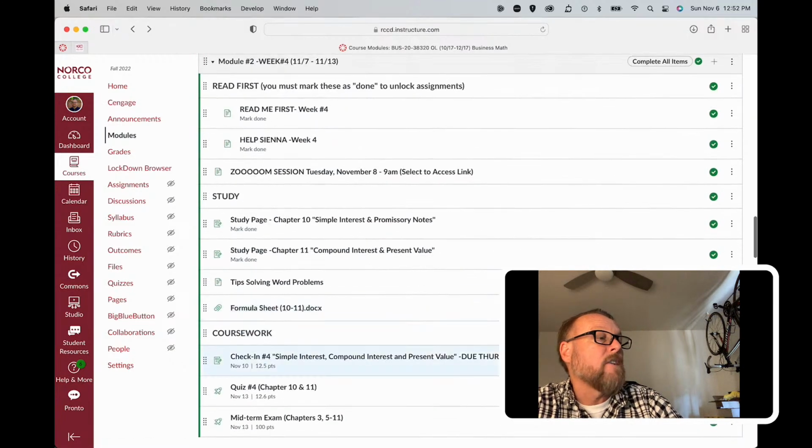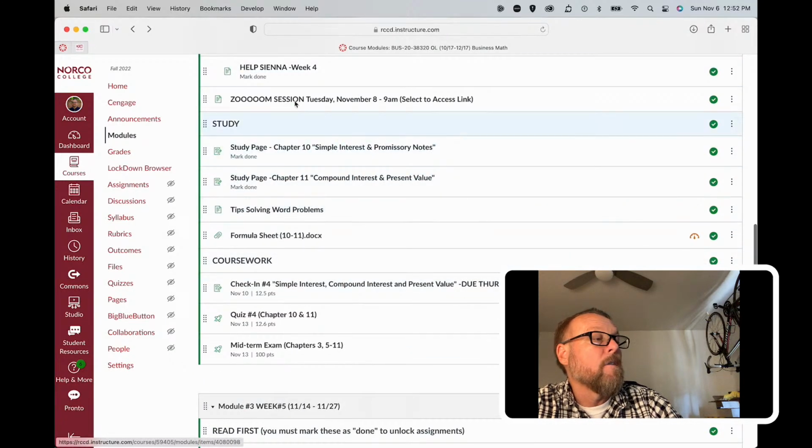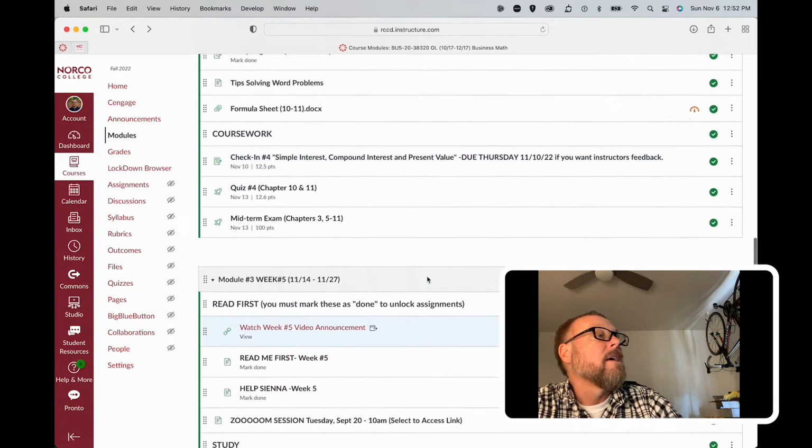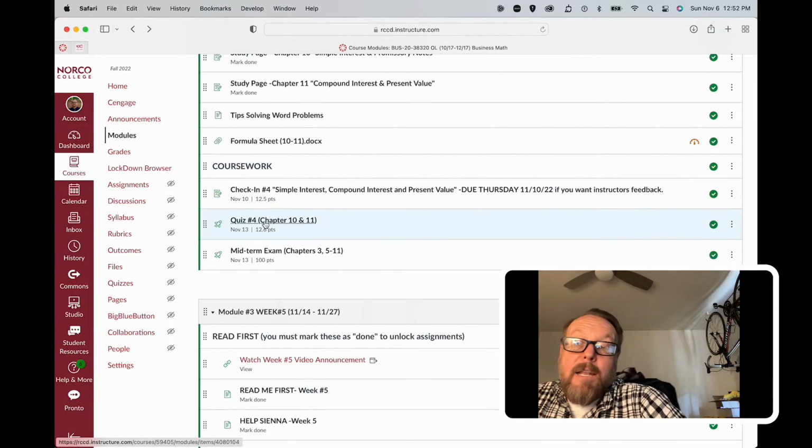So don't miss that. But again, you have your 2 study pages for chapter 10 and 11. And then once you've done all of those and marked them all as done, then there is a formula sheet in here. There is some tips for solving word problems. You're going to do the check-in assignment. Again, if you do it by Thursday, I'll give you feedback by Friday, Saturday. And that way you know where you went wrong. I'll also give you the answers.